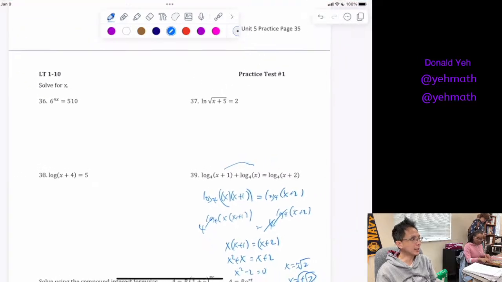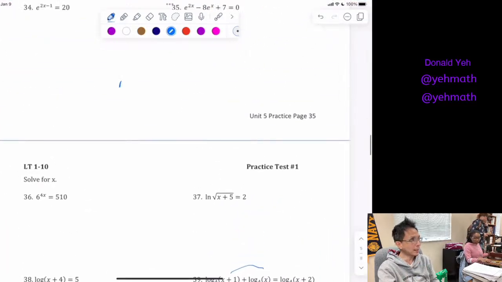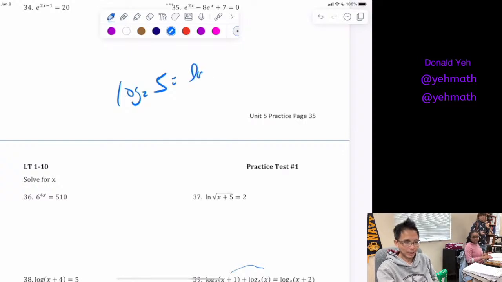Oh, one more thing on the test. It's called changing base. It's really easy. So if you have log 2 of 5, how do I rewrite this? Log 5 over log 2. Or natural log of this.